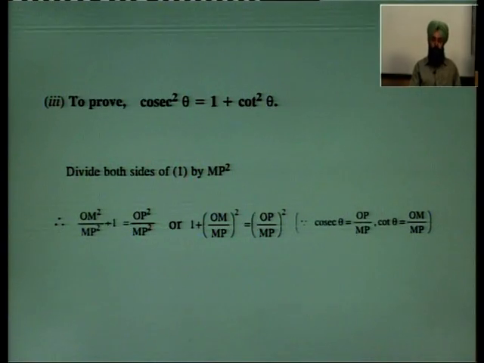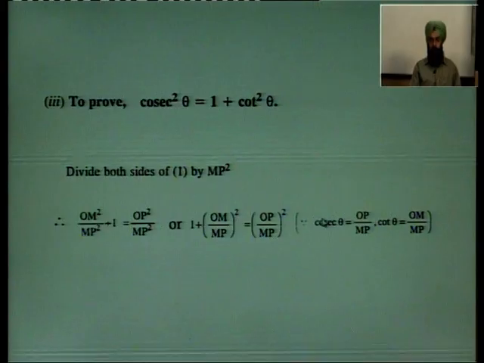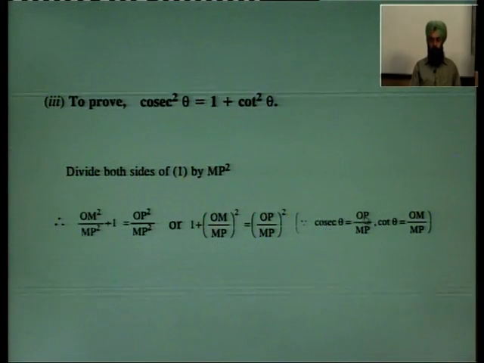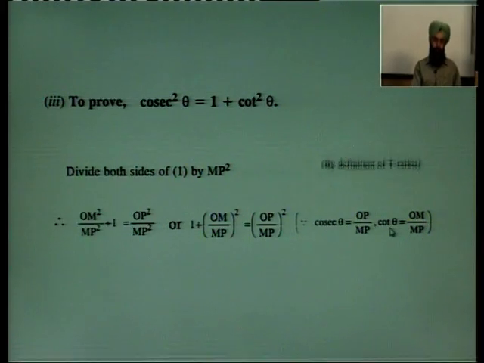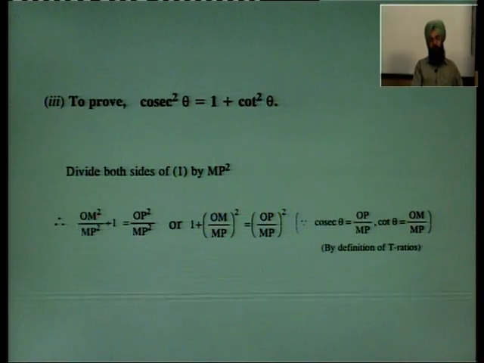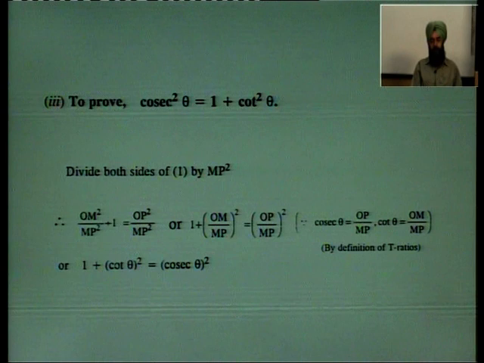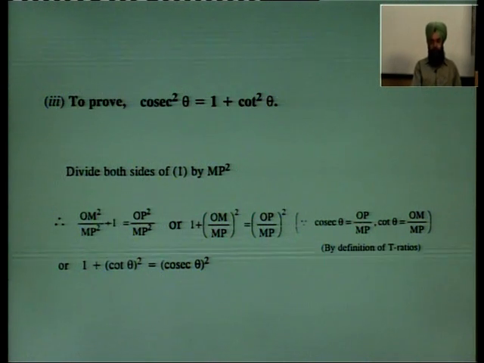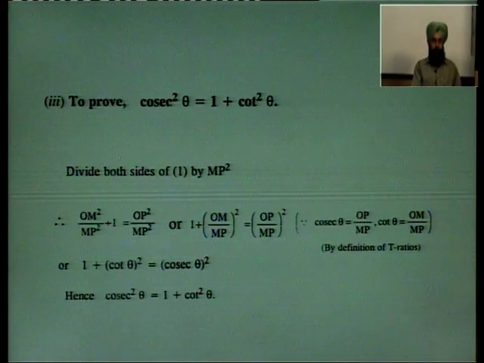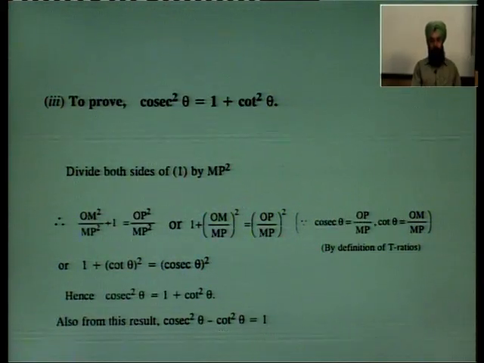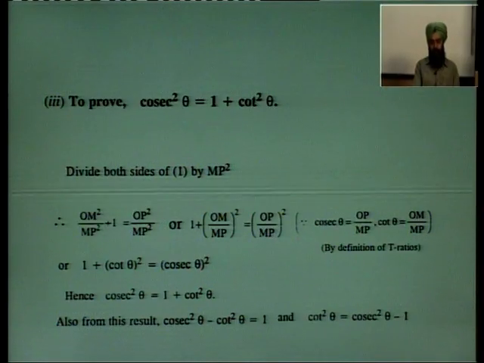By definition of trigonometric ratios, we know that OP by MP is cosecant theta and OM by MP is cotangent theta. Therefore, 1 plus cotangent theta whole square is equal to cosecant theta whole square. So, 1 plus cot square theta is equal to cosecant square theta, or from here we can write cosecant square theta minus cotangent square theta is equal to 1, or also cot square theta is equal to cosecant square theta minus 1.